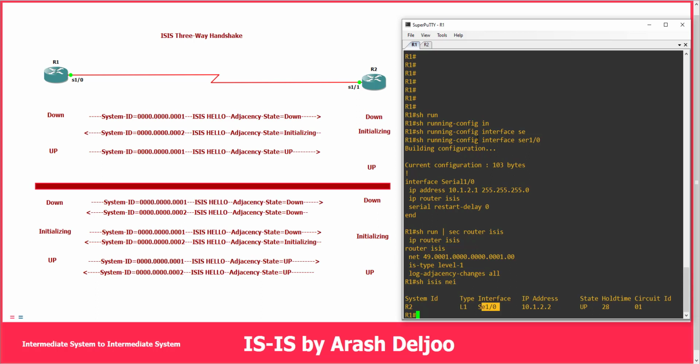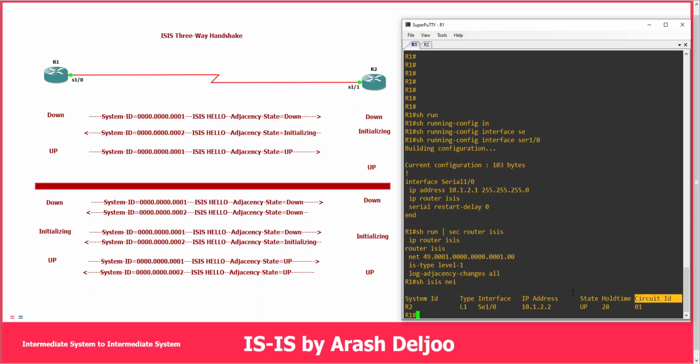Look here, I intentionally used a different interface in this scenario because I'm going to emphasize that, for example, R1's interface serial 10 is this interface. This is not the neighboring interface. This is R1's interface, and then the IP address of the neighbor is 10.1.22. Okay, the state is up, the hold time is 28, it's okay. You know the reasons. I talked about all of these features in the previous videos, but now I'm going to talk about the circuit ID.